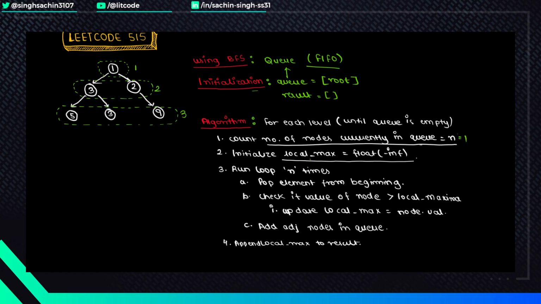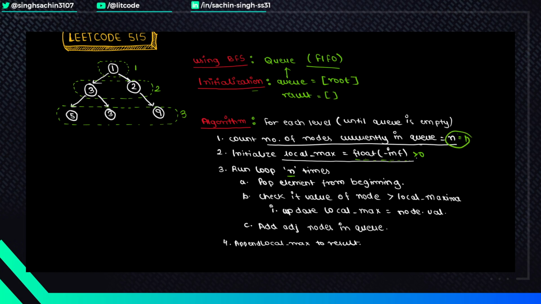Then we initialize a local maximum. Local maximum is a variable name which I have used so that I know this maximum value is for the current level only. And I have initialized it with float negative infinity because everything will be greater than that, even 0 will be greater than that, right? So I have used float infinity, or we can change that as per the constraints in the question as well. Next part is we'll have a for loop running n number of times, and this n is coming from here.